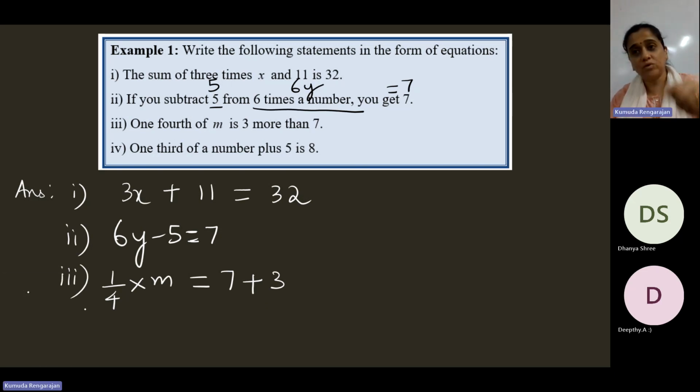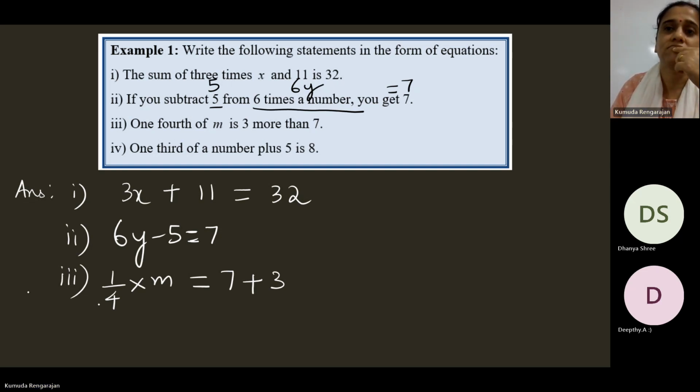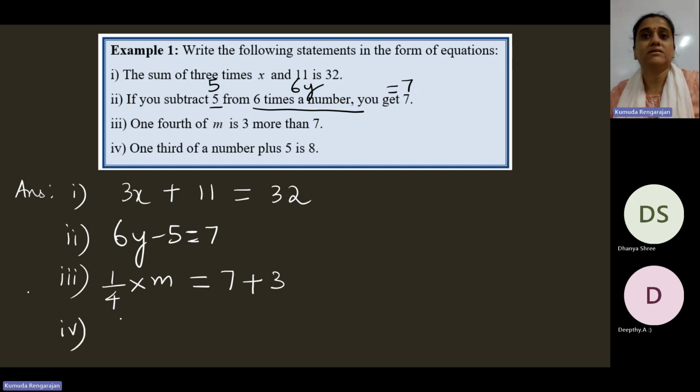Sometimes they'll give you mathematical equations and ask you to write the statement in English. You'll be given this equation and you have to write the statement in English. The difference of 6 times a number and 5 is 7. Correct. You can write that.